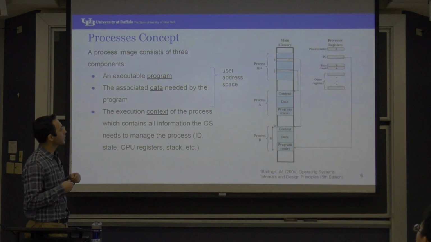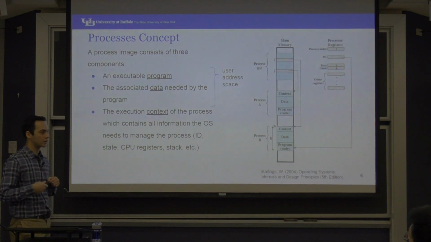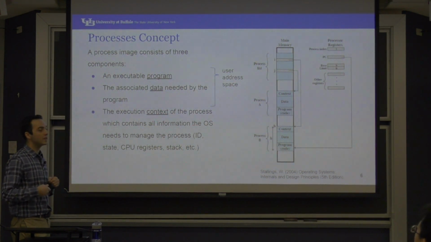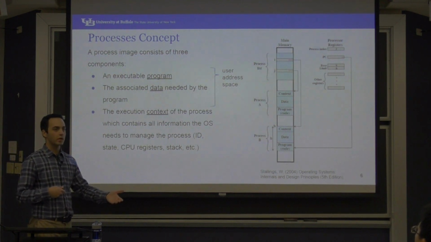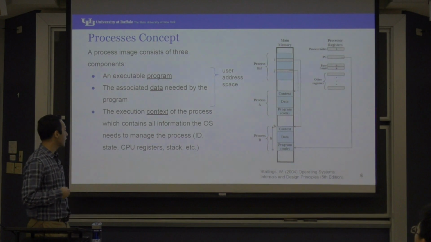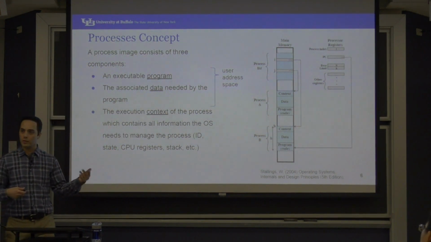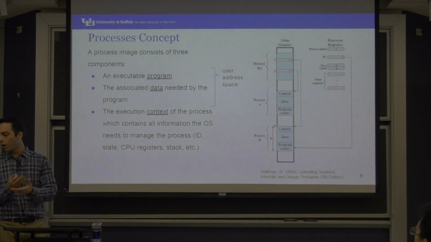Now, there is another part of the process that the user cannot access, but the OS can, and that's the context of the process. This context is the important information that the OS needs about the process. What is the ID of this process? How can it call this process? What is the name of it? What's the state of it? Is it waiting? Is it blocked? Is it ready? These are the things the OS needs to know.